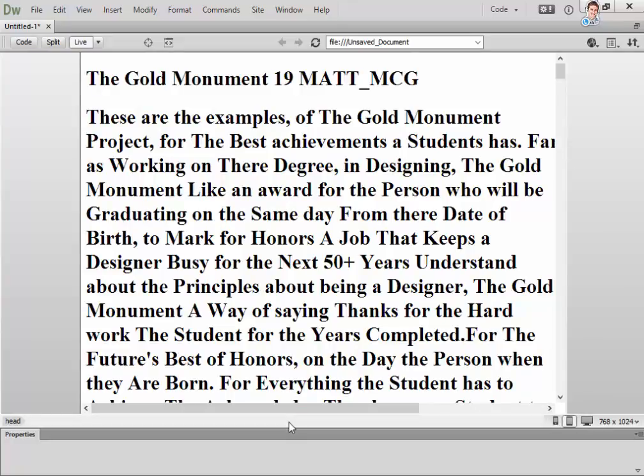So while I was looking at this, I was also thinking that this looks almost like reading it from the paper, maybe from the Tribune, and anything about black and white readings, talking about, say, these are examples of the Gold Monument project, for the best achievement the student has. So this right here talks about the previous ones and the Gold Monument ever since Gold Monument 2, as well as 10, 12 and 14, showing other examples of my creative work about the states, as well as emails and also online websites.